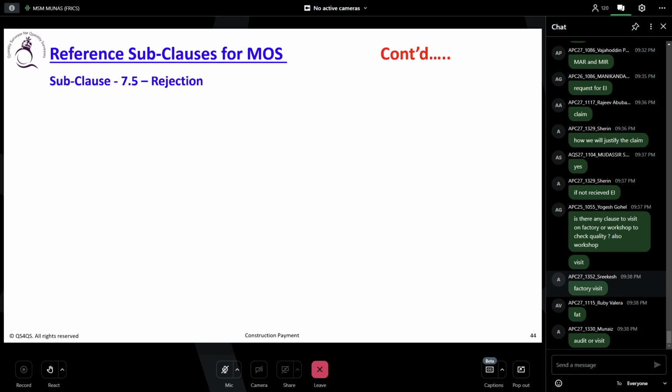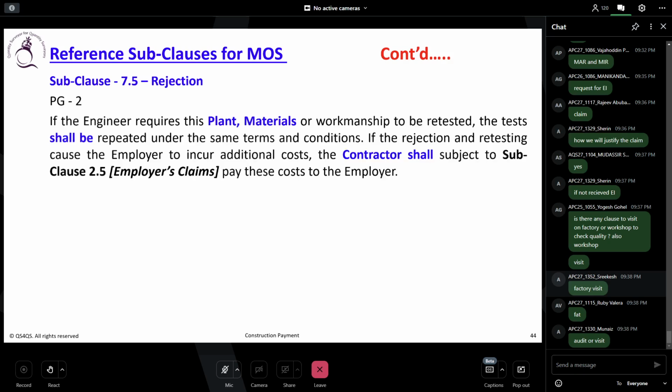7.5, Rejection. Okay, go to paragraph 2. If the engineer regards this plant, material or workmanship to be retested, the test shall be repeated under the same terms and conditions. If the rejection and retesting cause the employer to incur additional cost, the contractor shall be subject to an employer claim. Okay.